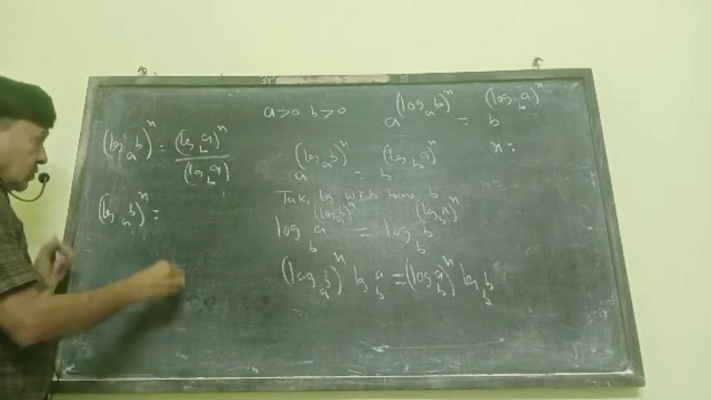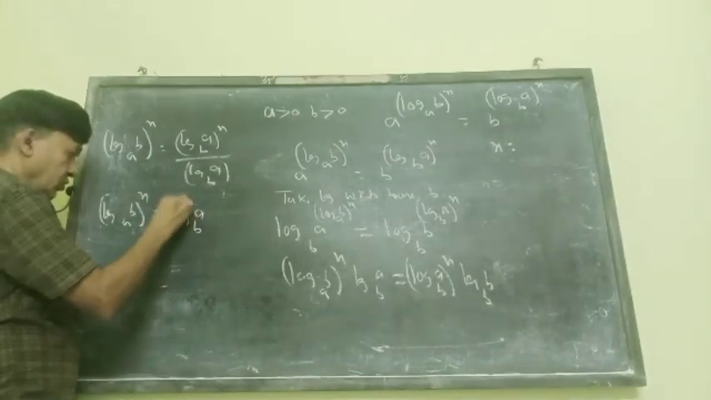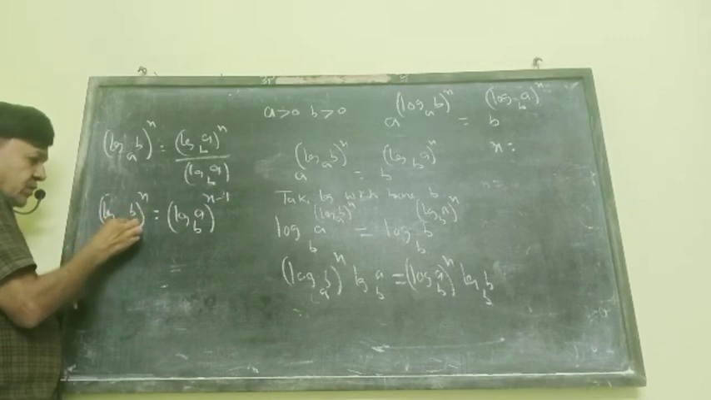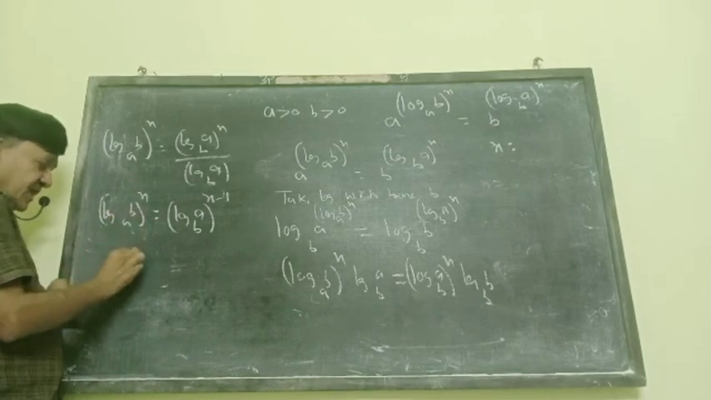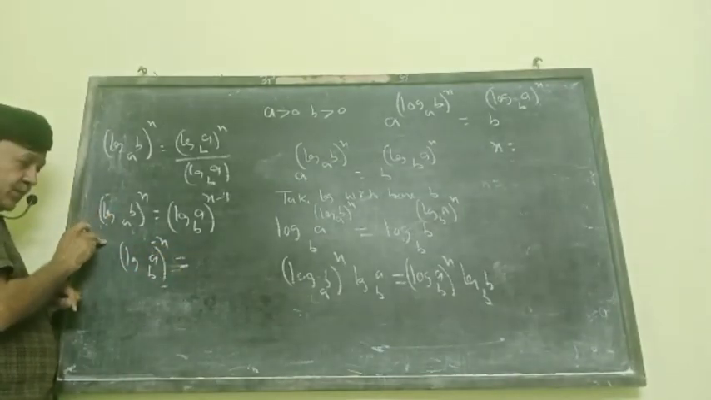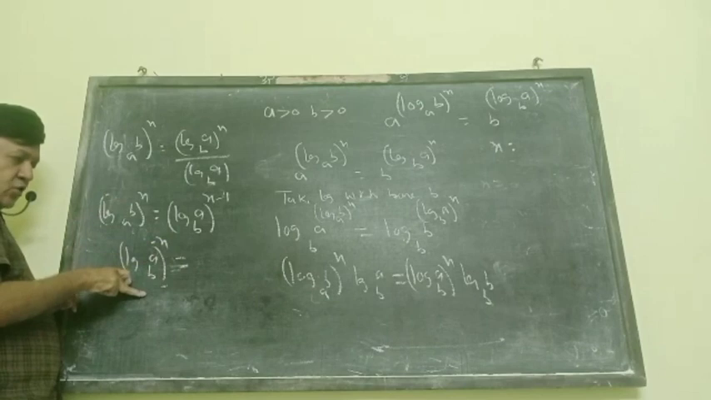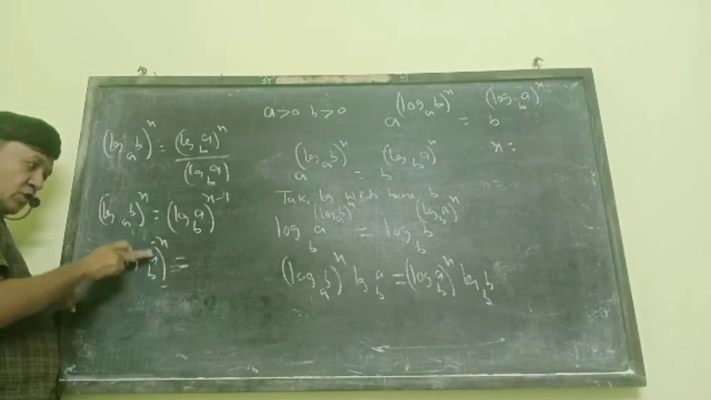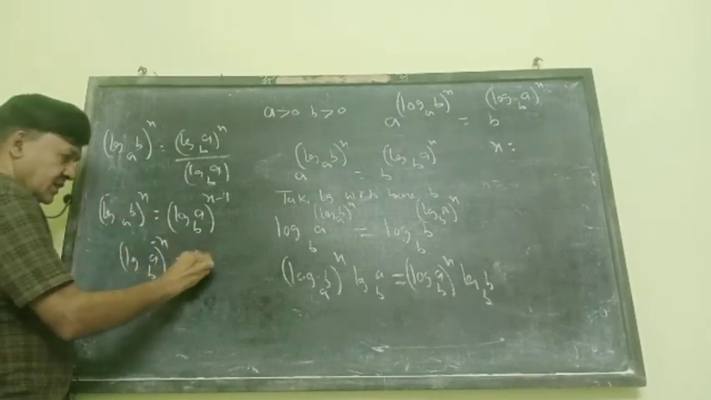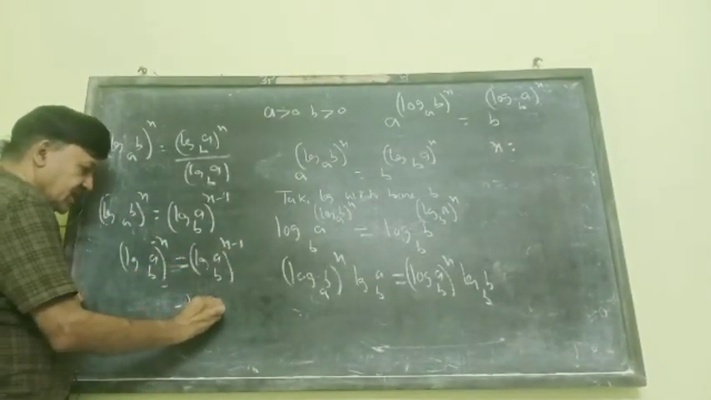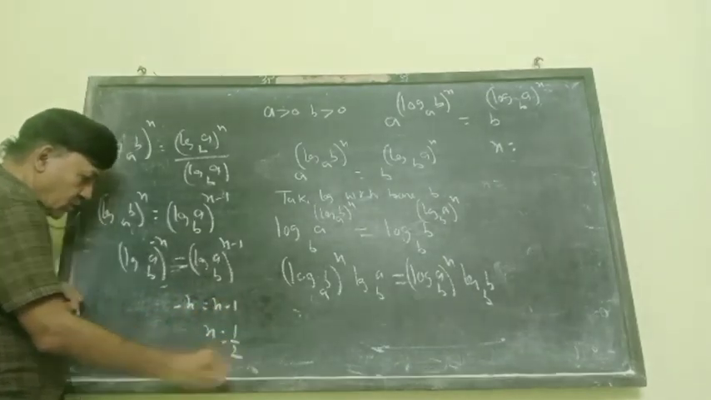So log A to base B whole power x is equal to what? Log A to base B whole to the power of x minus 1. See, log B to base A is as good as what? 1 by log A to base B. So this is as good as log A to base B whole power minus x, right? Log B to base A is 1 by log A to base B, which is log A to base B whole power minus 1. So minus x. So log A to base B whole power x minus 1. So minus x is equal to x minus 1. x is equal to 1 by 2.